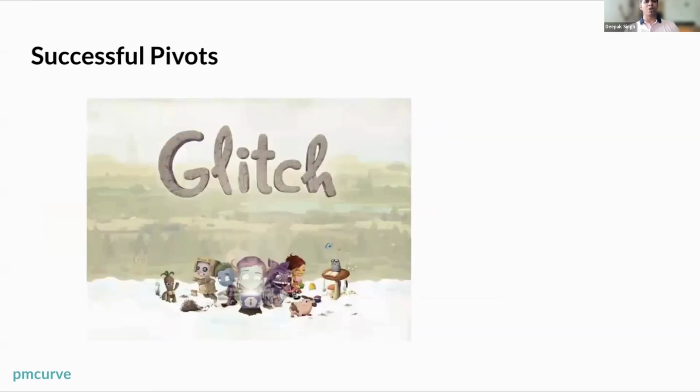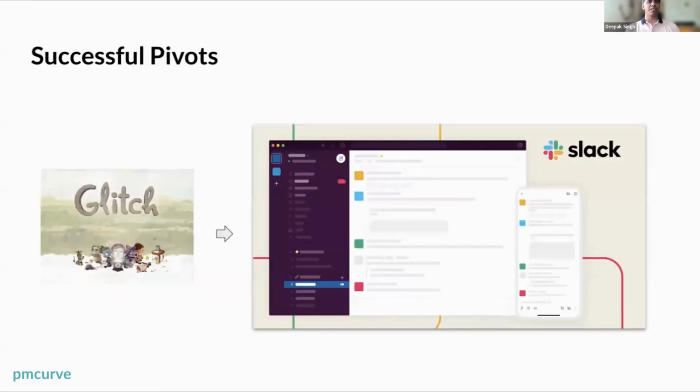Successful pivots, I think you know a lot of stories. I'm not going to spend a lot of time there. One of the most counterintuitive pivots is Slack coming from a gaming company, right? But you all have learned about pivots. So go and read about the Instagram pivot, the Slack pivot. In China also, there are a lot of successful pivot stories.